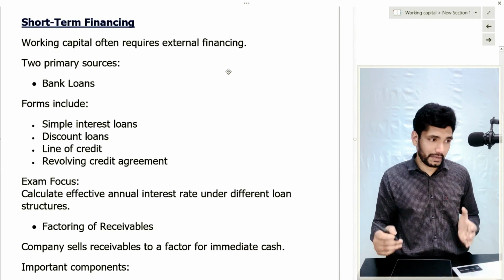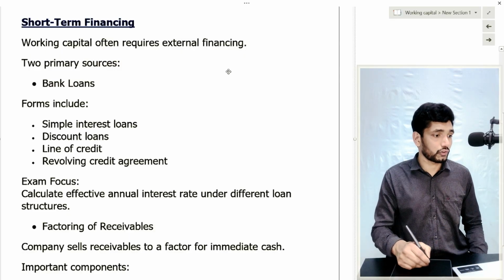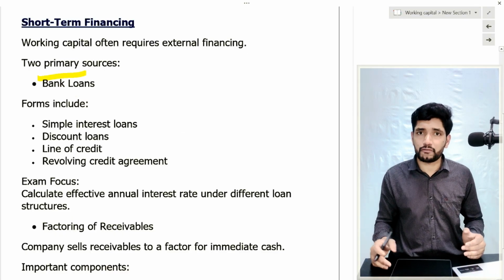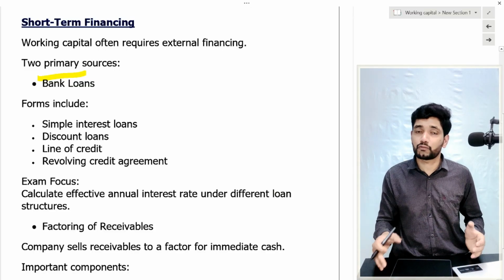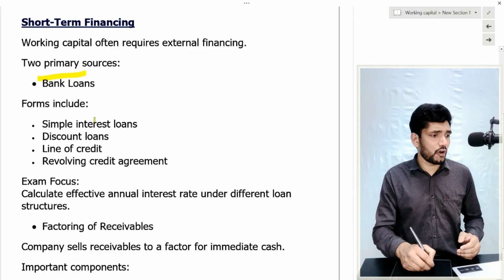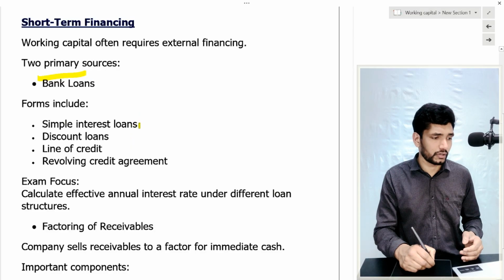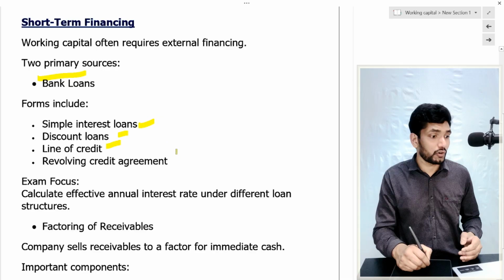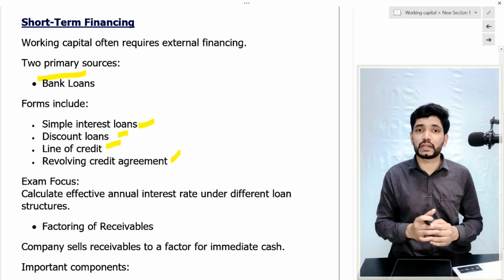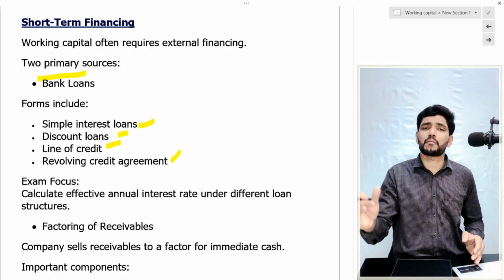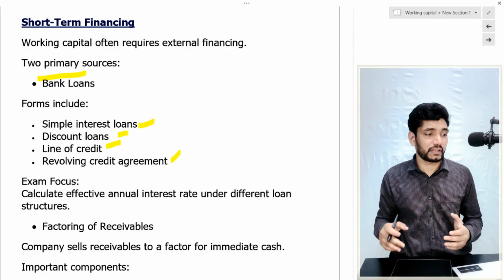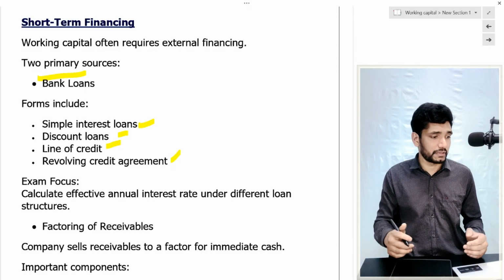Then let's talk about some methods of short-term financing. The first thing is the bank loan. Here we approach a financial institution to get financing for the short-term requirement of working capital. There are some forms of bank loan: simple interest loan, discounted loan, line of credit, and revolving credit agreement. These are some types of bank facility available to manage working capital. Based on the company's business requirement, the management has to choose the most appropriate form to finance their working capital.